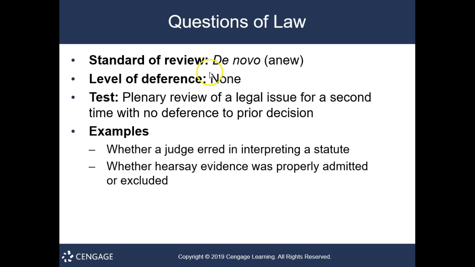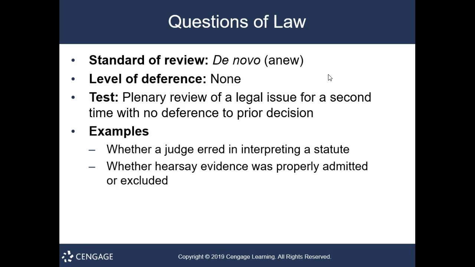All right, the standard of review for questions of law is de novo. That means we look at the entire issue of the law that was applied in the case, all new, as if it was brought up to us in the appellate court for the first time. The level of deference to the trial court decision is 0. We don't care what they had to say.